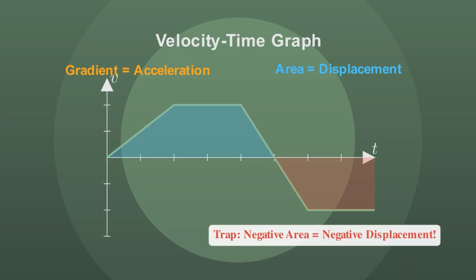And watch out for this key trap. If part of the graph is below the t-axis, what does that area count as? Well, that area counts as negative displacement. So your total displacement is the area above minus the area below.